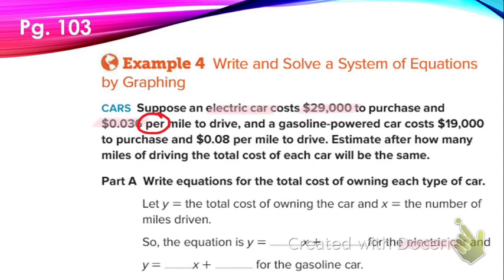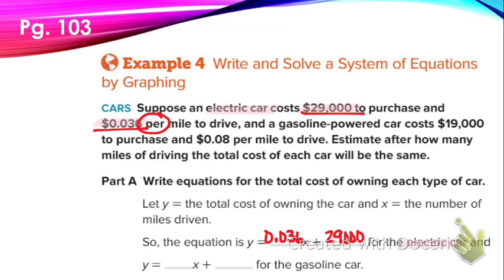Okay, so for this equation, the slope, you see how this word per comes after this number? That tells me that that number is my slope. Okay, so our equation would be Y equals 0.036x, and then my y-intercept is how much it costs to buy it. And how much does it cost to buy it? $29,000. So you have your y-intercept and you have your slope. So now let's look at the second half. See if you can write that equation by yourself.